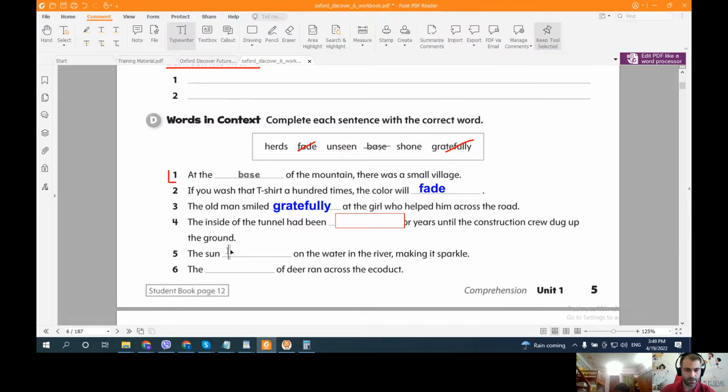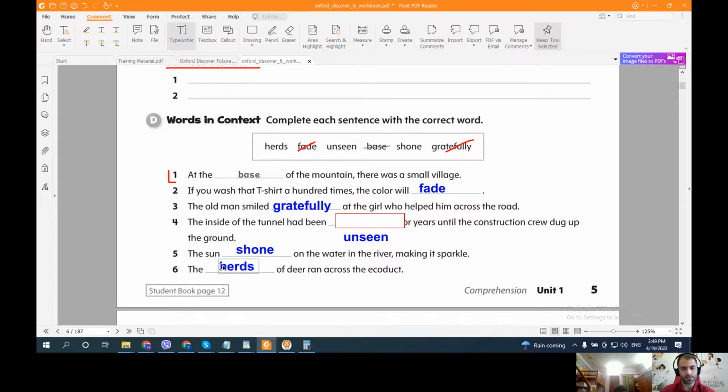Okay, now let's go with the next one. I will write here. The sun shone on the water in the river making it sparkle. Okay, can you say the sun shone on the water in the river making it sparkle? And number 6? The herds of deer ran across the aqueduct.